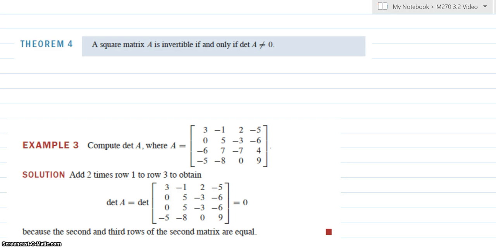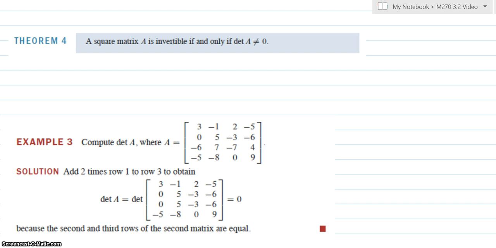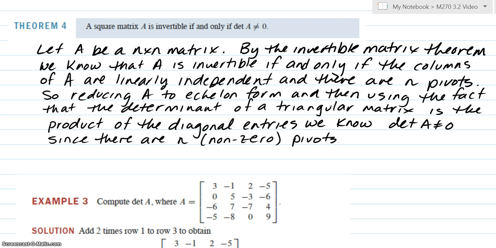Hello again. In this video we're going to start with this important theorem that says a square matrix A is invertible if and only if the determinant does not equal 0. You can show this by what we did in the last video. So if you let A be an n by n matrix, by the invertible matrix theorem, we know that A is invertible if and only if the columns of A are linearly independent and there are n pivots.